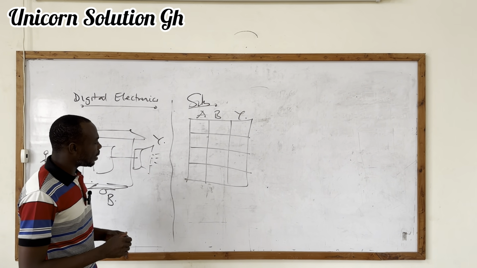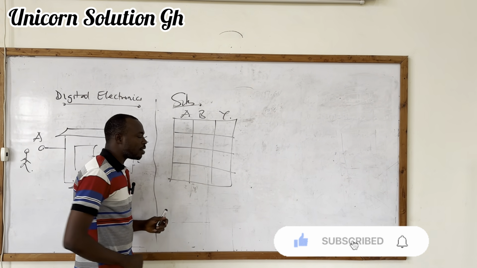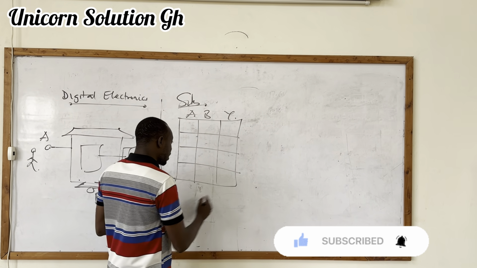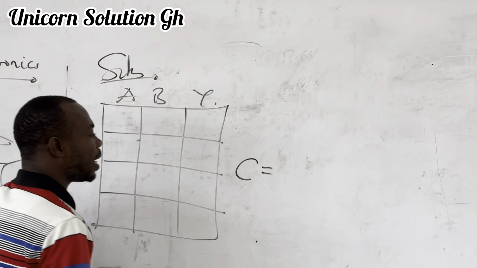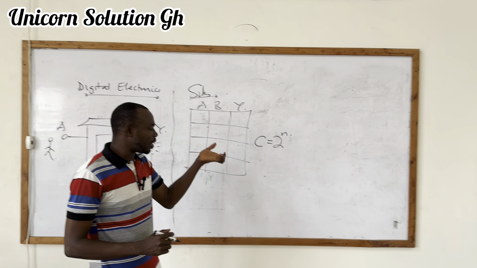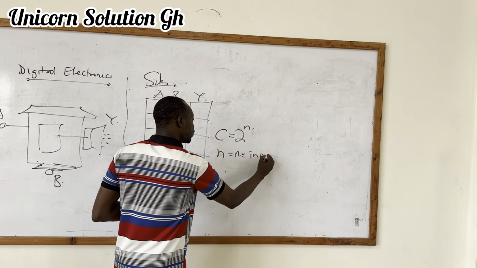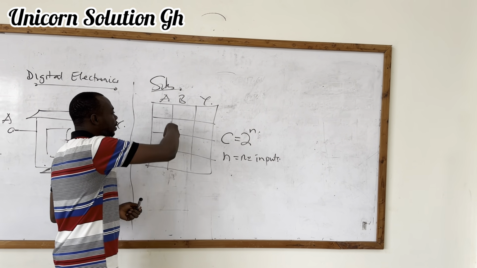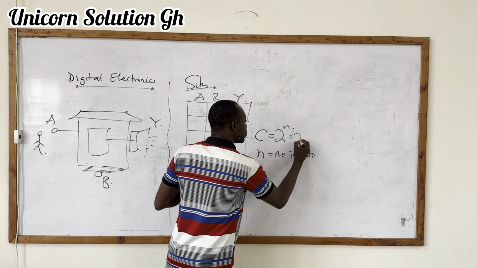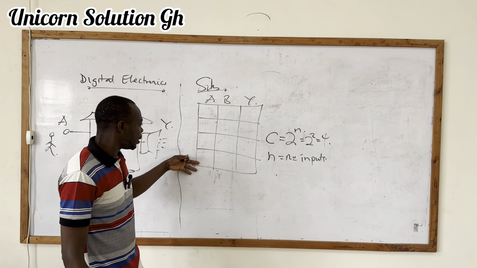But first of all, let's remind ourselves. If I'm having two inputs, it tells me that I'll be having about 4 combinations, strictly 4 combinations. Why? Because we know that the number of combinations that you normally have is equal to 2 raised to the power n. But what is the value of n? N is always the number of what? Inputs. The number of inputs that we have here. So definitely our number of combinations is going to be 2 raised to the power 2, which is equal to 4 combinations. So that is what we are having here.